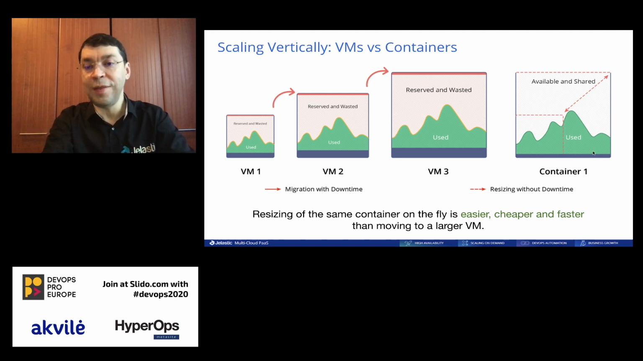It can be different with containers. First of all, you can resize scaling limits on the fly without the need to restart the container. And also, you can do it in small pieces. So if you need just 1 more gigabyte, you can easily increase or decrease the limits for this container. So in other words, vertical scaling with containers is easier, cheaper, and faster compared to virtual machines.